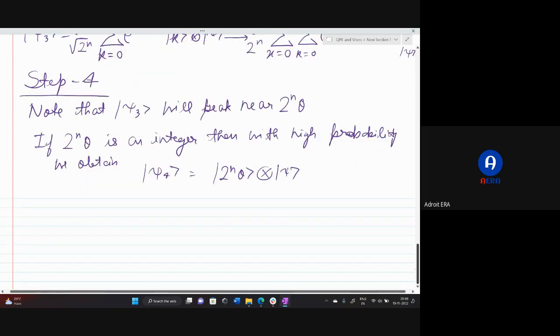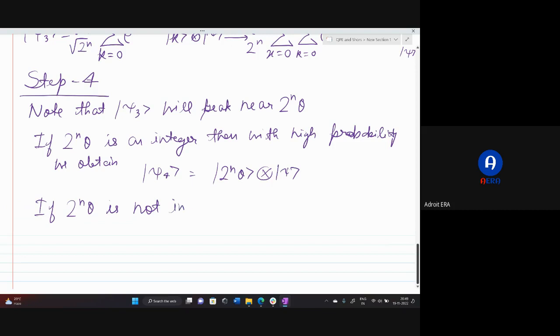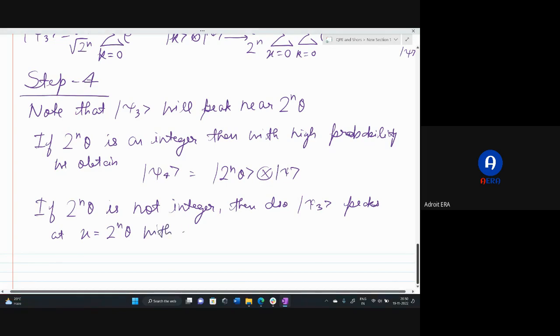But if 2 to the n theta is not an integer, then also it has been found, and there is a paper available on the Qiskit textbook as well, which shows that the value of ket psi 3, once you take the measurement, will peak at x is equal to 2 to the n theta with a probability better than 40%. So in both the cases, you are able to estimate your phase.